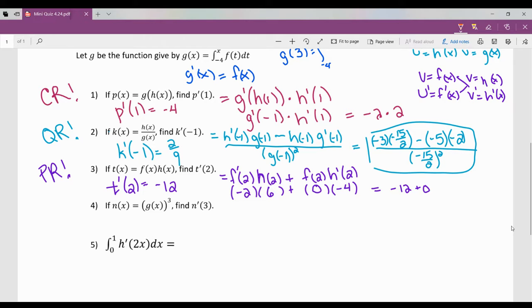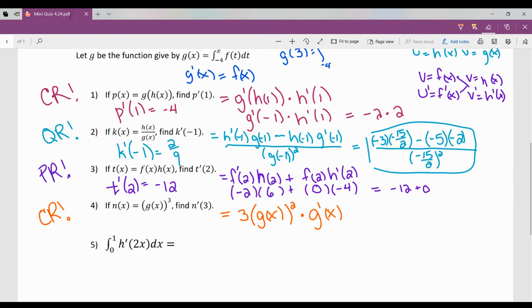Okay, so for the next one, we have a function inside of a function. That is chain rule again, so be careful with this. For chain rule, we take the 3, we bump it down. We keep the inside the same. Then we subtract 1 from the exponent. Then we're going to multiply it times the derivative of the inside. Derivative of the inside is g prime of x.